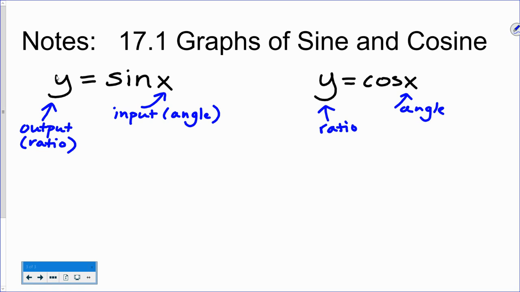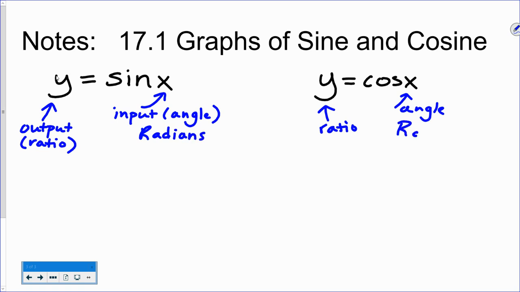Oftentimes when we make graphs, you make a table. You plug things in like -2, -1, 0, 1, and 2. But cosine of 1 isn't anything special that we know. So we're going to need to be smart at what we choose for our angles. And our angles are going to be in radians.